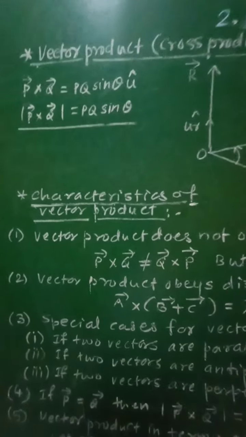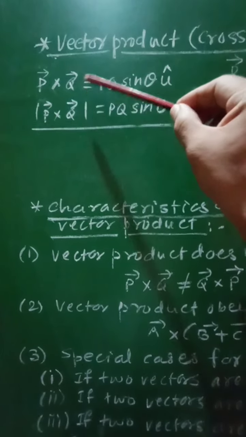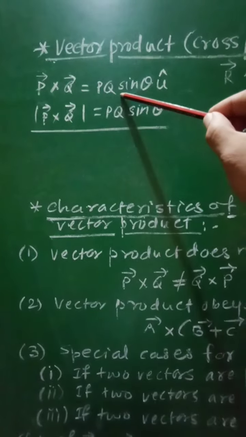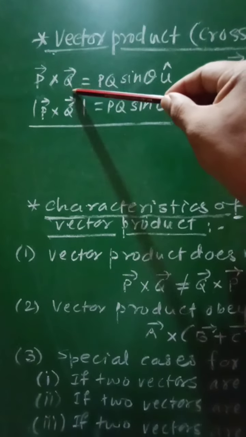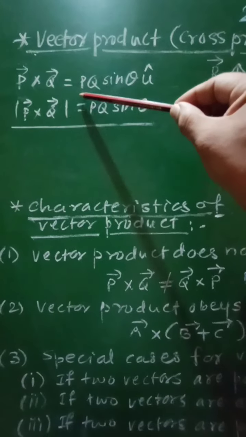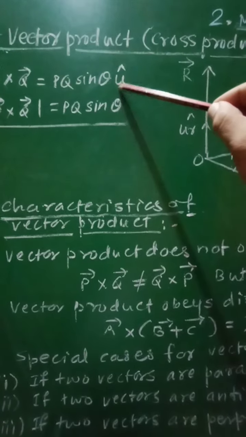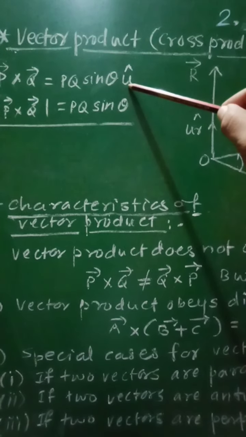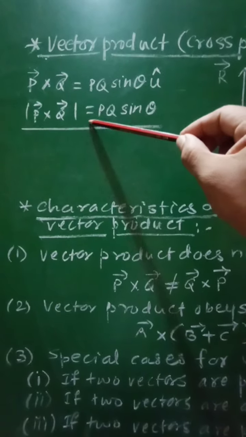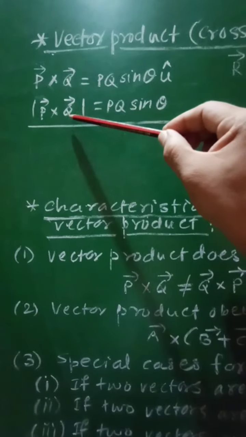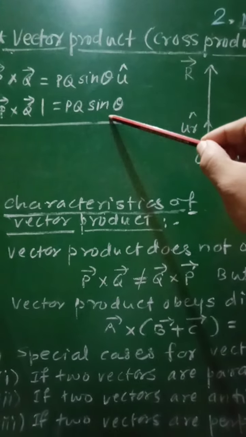And therefore, if P and Q represent two vectors, then in magnitude and direction, the vector product of these two will be written as vector P cross vector Q, which will be equal to PQ sine theta into unit vector U. In magnitude, it will be written as the magnitude of vector P cross vector Q equal to PQ sine theta.